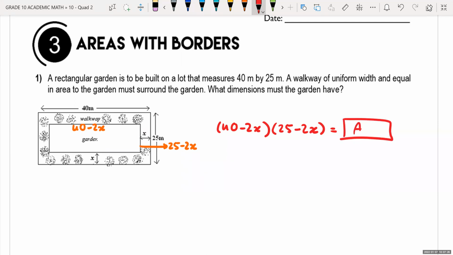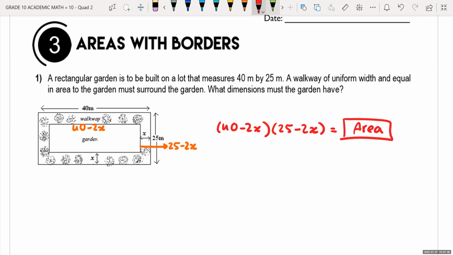And then over here, we need to figure out some sort of area for the garden. If we can figure out the area of the garden, then this question is super easy because I already know what the length of the garden is. It's 40 minus 2x. I already know what the width of the garden is. It's 25 minus 2x. But I don't have the area of the garden yet. But we can figure that out.